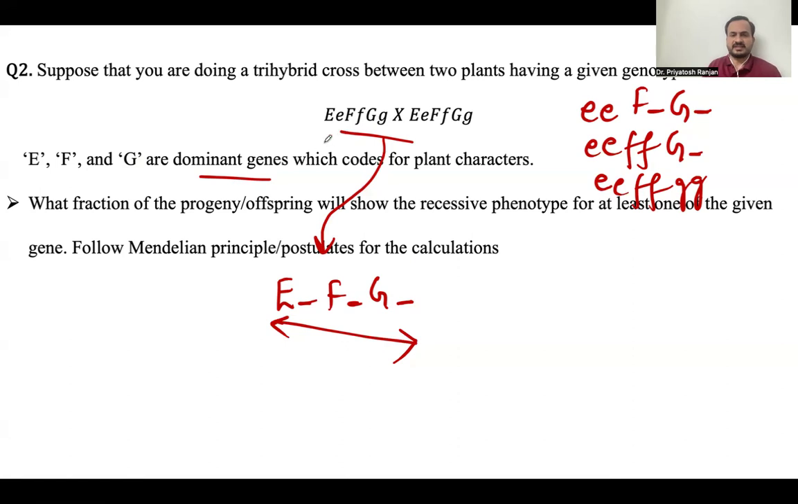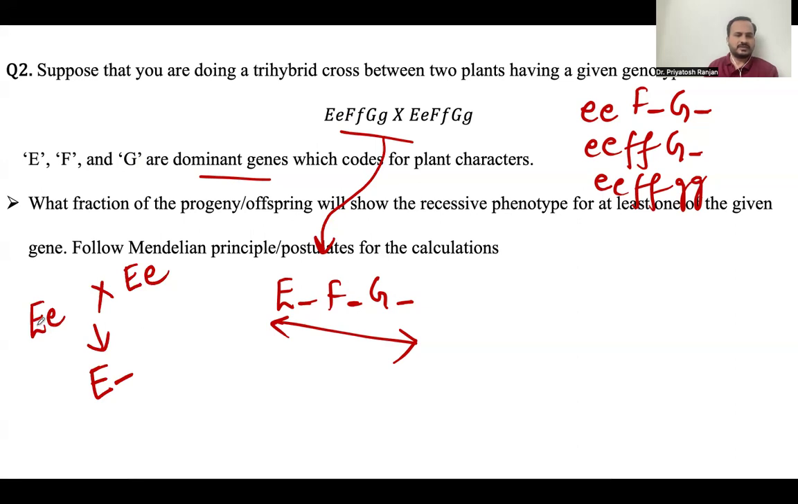So as discussed in the class, as I've said so many times, for such kind of a probability calculation, you can consider one gene at a time. So consider capital E small e and then cross it with capital E small e, because the genotype of the other parent is the same. Then figure out the probability or the fraction of the offsprings which are going to carry capital E small e or capital E capital E. And what you will find, this value is going to be 3 by 4.